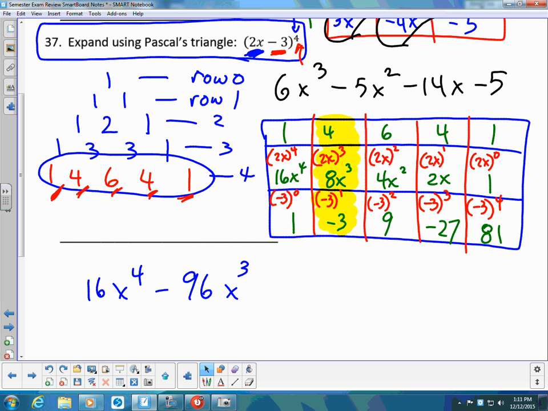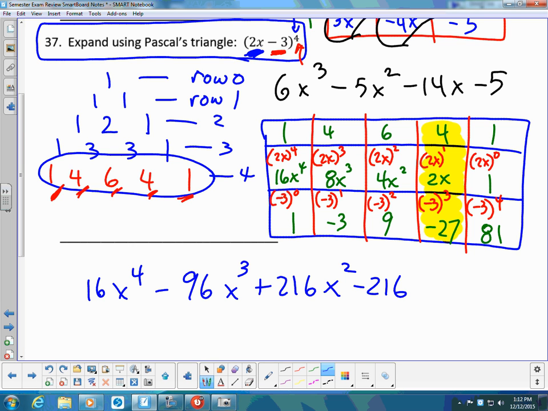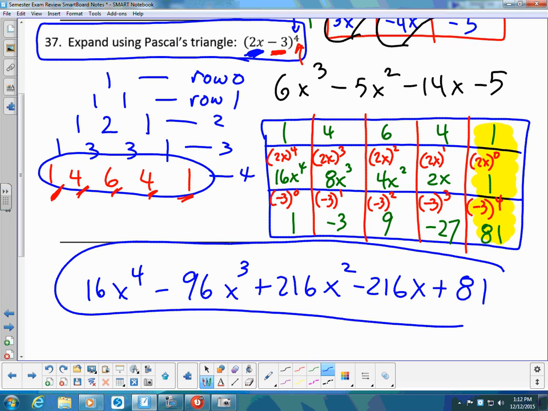Then we're going to multiply the 6 times the 4x squared times the 9, and that's going to give us 216x squared. And then we multiply the 4 times the 2x times the negative 27, and that's another 216, but it's a minus 216x. And then lastly, we're going to multiply 1 times 1 times 81, and we get plus 81. So this is our answer for this problem of expanding this binomial to the 4th power.